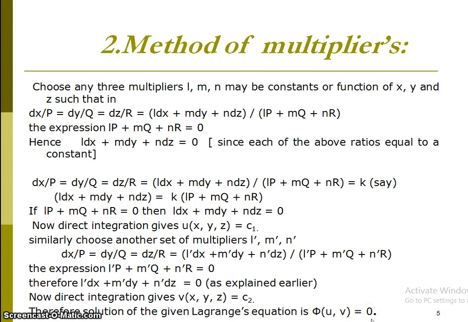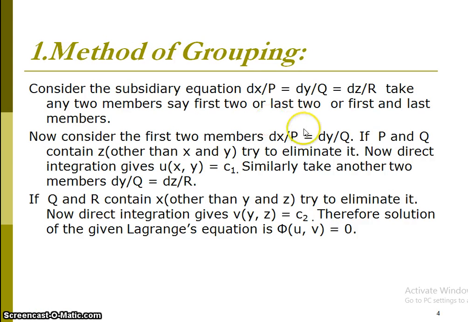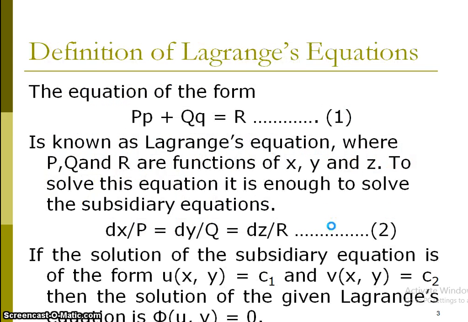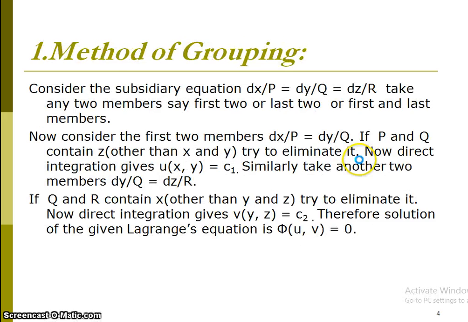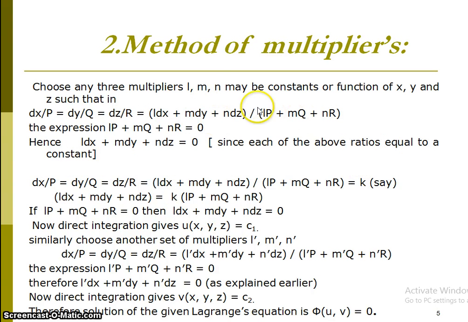There are two types. You can keep the first equal to the second, or the second equal to the third, or the first equal to the third. Next we eliminate and get phi of u, v equal to 0. So this is the method of multipliers. Here we use the multipliers l, m, n as the first type, then again choose another set of multipliers. Next, integrating on both sides, we get phi of u, v equal to 0, and so on.